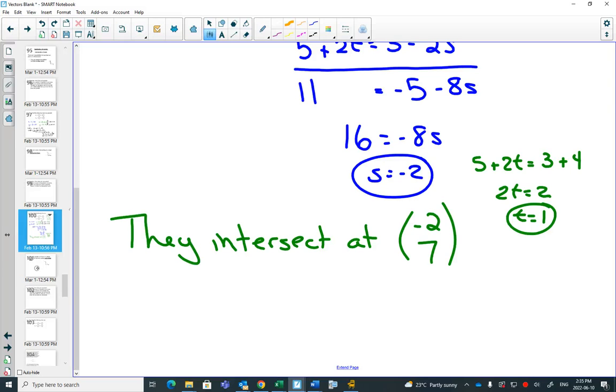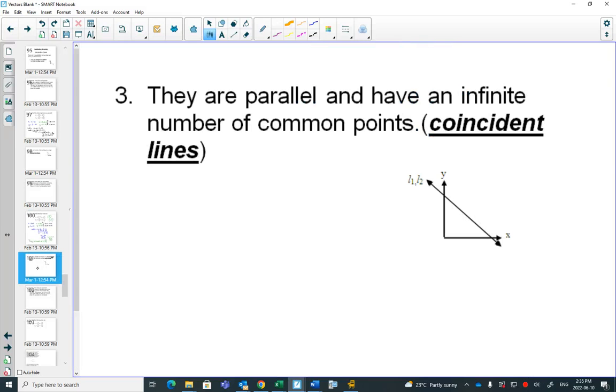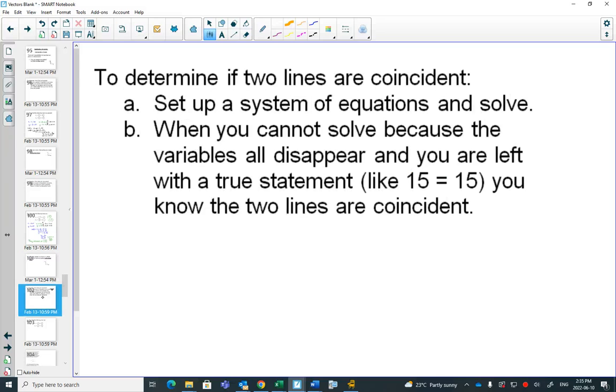And finally, we have that the two lines are exactly the same. Not only are they parallel, but they intersect at an infinite amount of points. So again, we'll use our parametric equations, but this time when you solve, your variables all go away, and you get a true statement. 5 is equal to 5. Good to know.